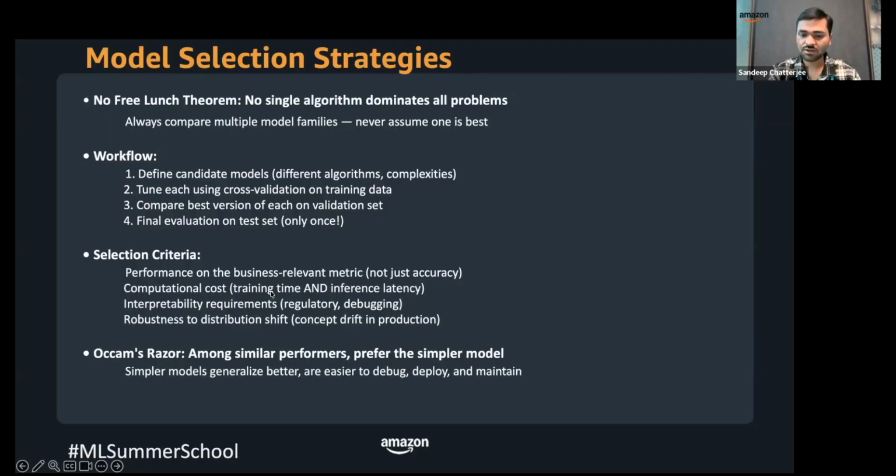Even though we spend a lot of time researching and building complex models, a simple model can generalize better to unseen data. And more importantly, when a system inevitably breaks at an odd time, a simple model is infinitely easier to debug, fix, and maintain.